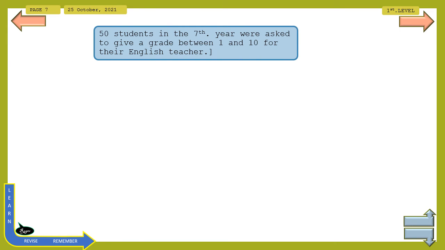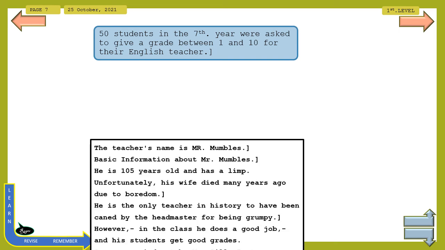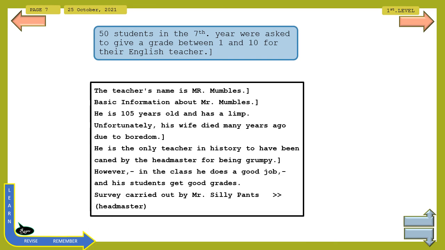In another survey, 50 students in the 7th year were asked to give a grade between 1 and 10 for their English teacher. The teacher's name was Mr. Bumbles. Basic information about Mr. Bumbles: he is 105 years old and has a limp. Unfortunately, his wife died many years ago due to boredom. He is the only teacher in history to have been caned by the headmaster for being grumpy. However, in the class he does a good job, and his students get good grades. Survey carried out by Mr. Sillypants, headmaster.